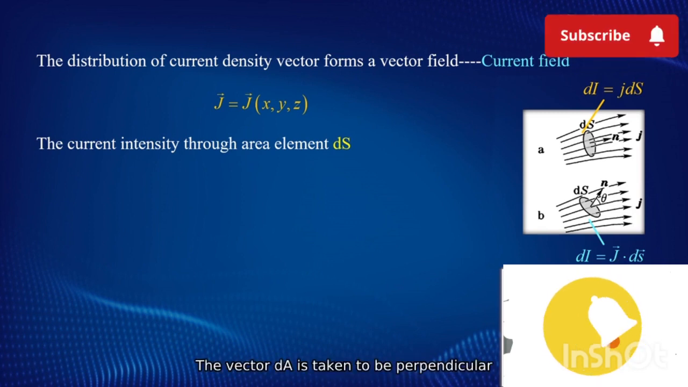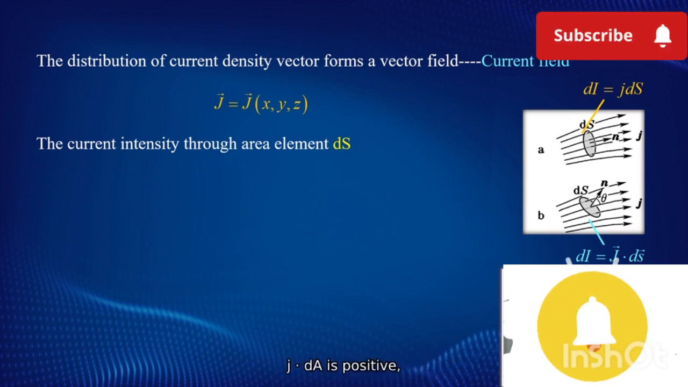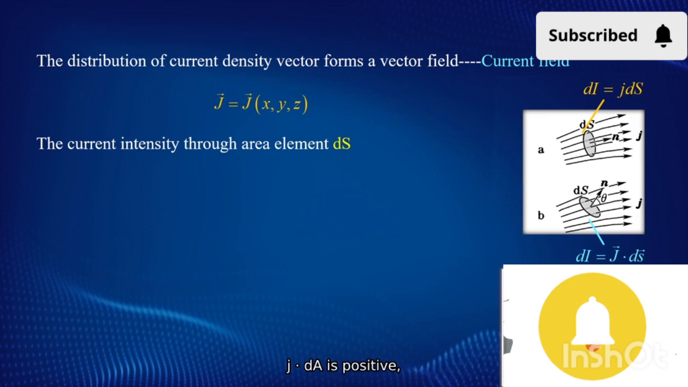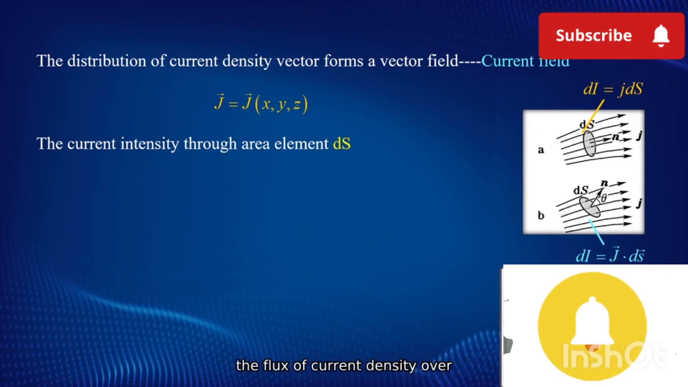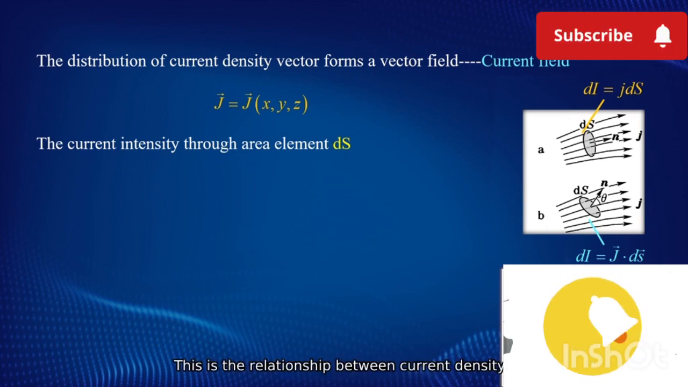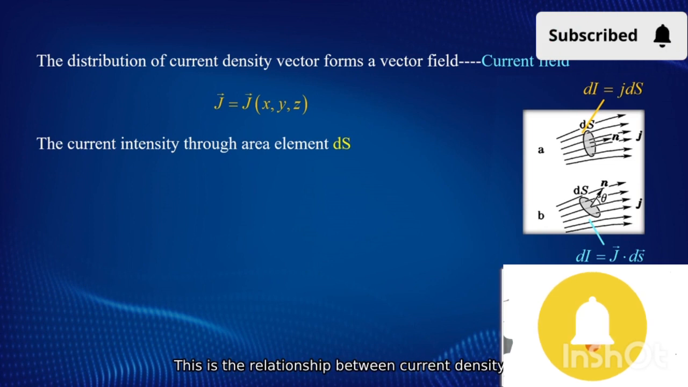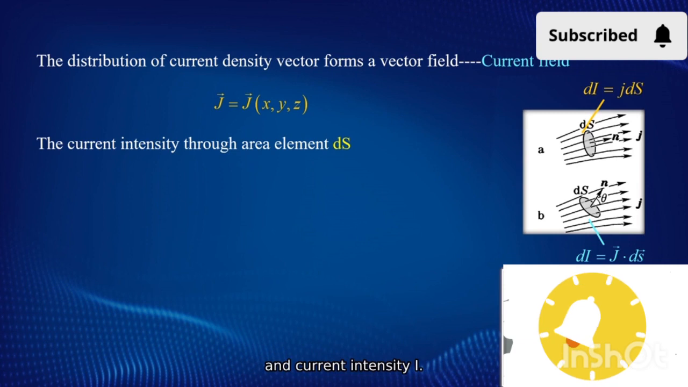The vector dA is taken to be perpendicular to the surface element such that J dot dA is positive, giving a positive current I. From this expression, we can see that current intensity is the flux of the current density over any particular surface, which need not be plane. This is the relationship between current density J and current intensity I.